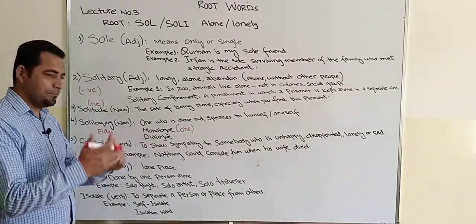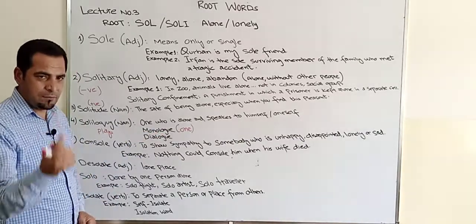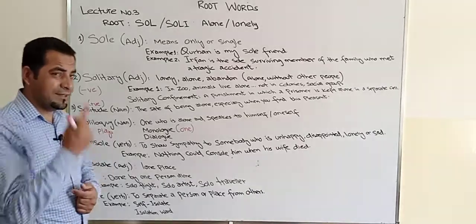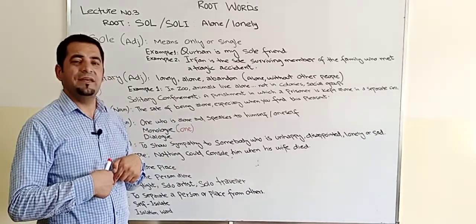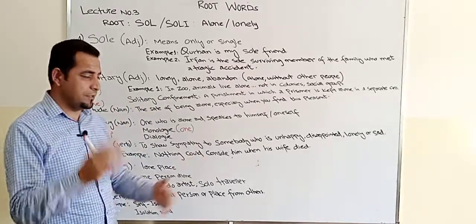So dialogue, where more people speak; monologue, when one person speaks, right? And then soliloquy, when a single person is talking to himself, particularly in the context of a stage, right?